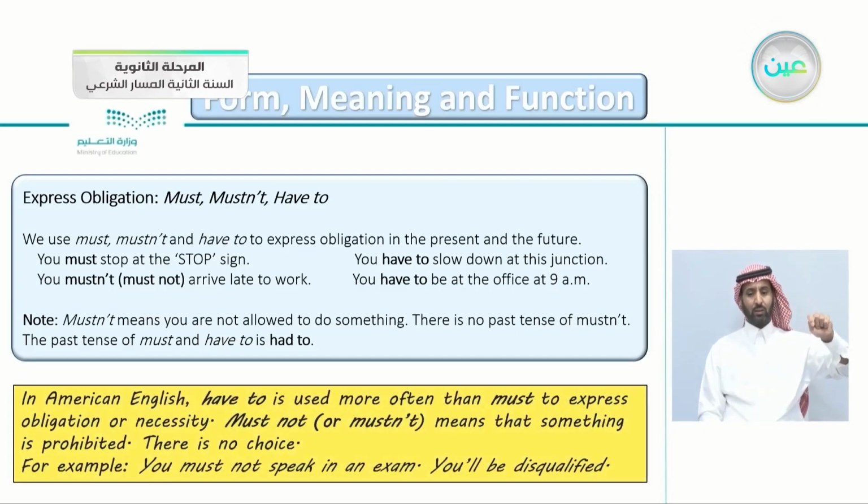In American English, have to is used more often than must to express obligation or necessity. Must not or mustn't means that something is prohibited. There is no choice. For example, you must not speak in an exam. You will be disqualified.